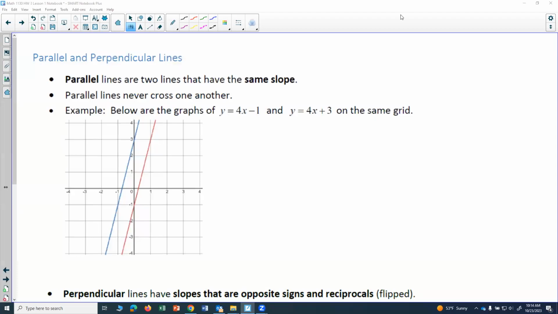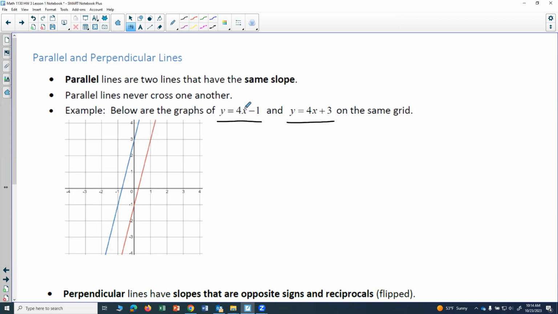In this video, we are looking at parallel and perpendicular lines. Parallel lines are two lines that have the same slope, and parallel lines never cross one another. An example here is the graph of y equals 4x minus 1 and y equals 4x plus 3.